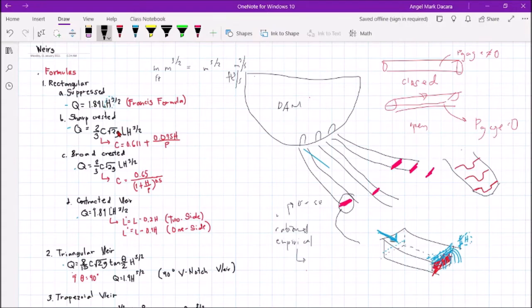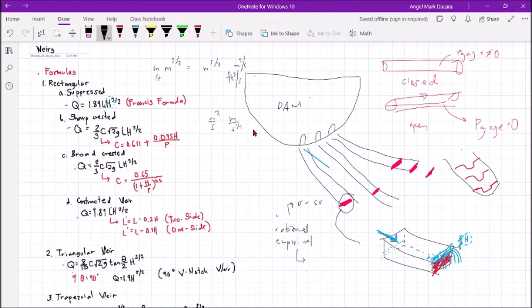Dito, try natin kung ano unit nito. Pagka may square root of 2g, diba, pag g, that's meters per second squared. Anong square root ng meter squared per second? Meter per square root of second. Pag minultiply mo sa meter raised to 5 halves dahil may LH raised to 3 halves sa dulo, mukhang wala pa rin. Kaya hindi pa nalalabas sa cubic meters per second. Okay?